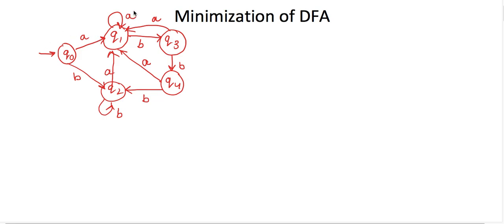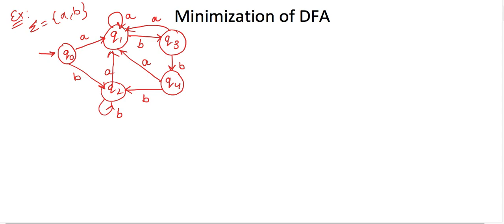So let's start. Let's suppose this is the example which is given, and this is a DFA. How can we know it? See, for every state, the input symbols are a, b. For every state we have defined the transition on a and b, both the input terminals.